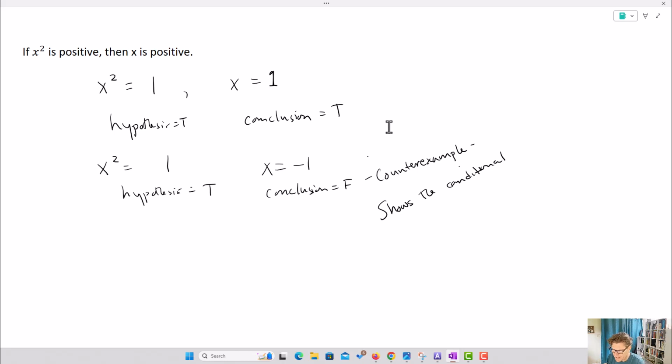Now, again, if x squared is negative, it doesn't really matter, because the statement's not about what happens when x squared is negative, or when x squared equals 0, for example. If x squared is equal to 0, x squared is not positive, it is in fact 0, which is neither positive nor negative, and x is also not positive or negative, it's simply 0. But that's not what the conditional is about. The conditional is about what happens when x squared is positive. And since I can't count on x being positive as well, the conditional is false. So P implies Q equals false.